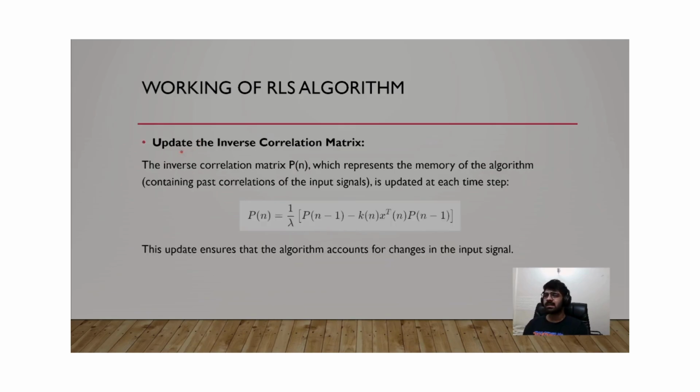Then we update the inverse correlation matrix. The inverse correlation matrix represents the memory of the algorithm, which contains past correlations of the input signals. It is updated at each time step. Here is the formula for the new updated correlation matrix. This update ensures that the algorithm accounts for changes in the input signal.